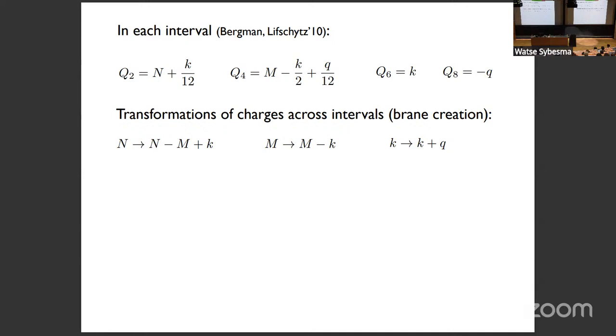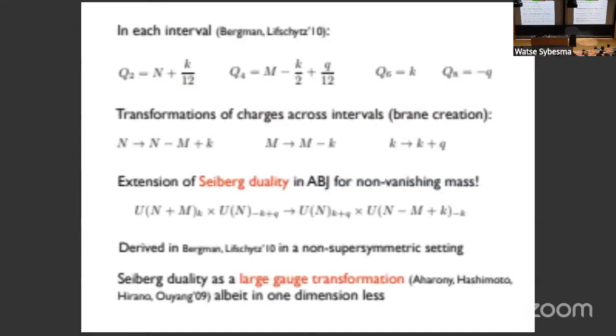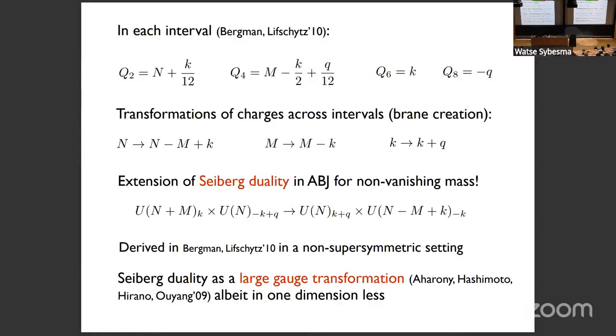And then when you see how the charges are changing across intervals that you compute from your solution, imposing continuity of the function h and its first and second derivatives, you find how n, m, and k have to also change as we move in R. And then you recognize that this is no other but Seiberg duality, as was proposed in ABJ for non-vanishing mass. This was proposed in a non-supersymmetric setting by Bergman and Lifschytz.